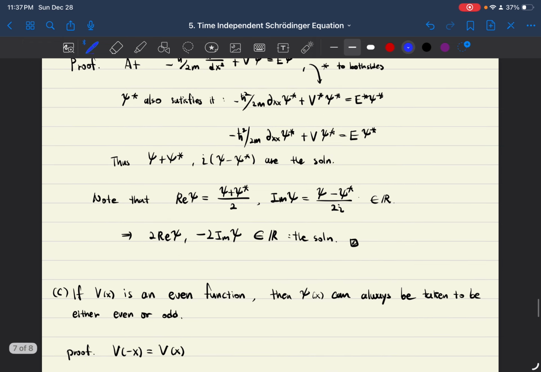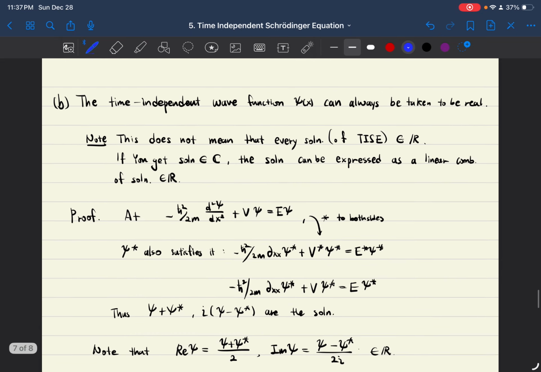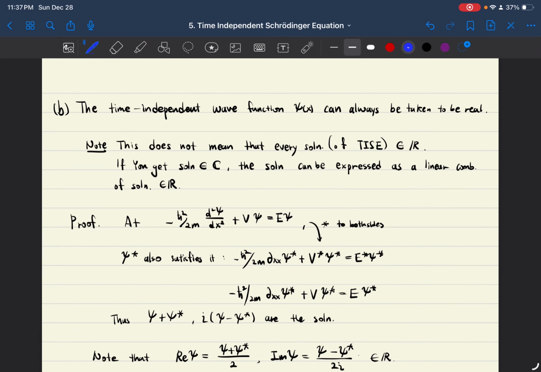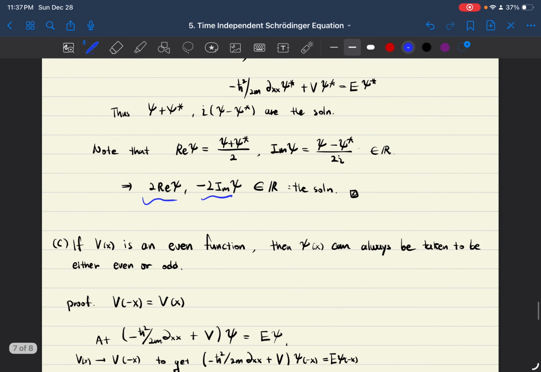Note that in complex analysis, the real part of psi can be written as psi plus psi conjugate divided by 2, and the imaginary part can be written as psi minus psi conjugate divided by 2i. As you can see, these are solutions in real form. So we've verified it: psi can always be taken to be real if we take this.